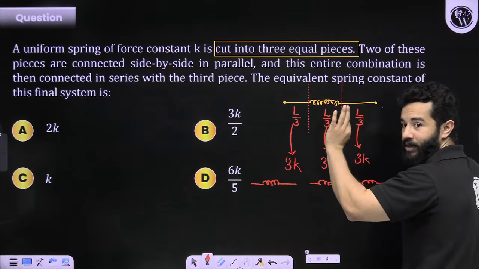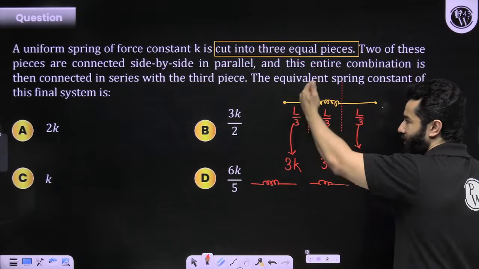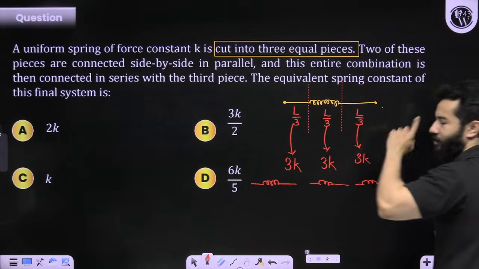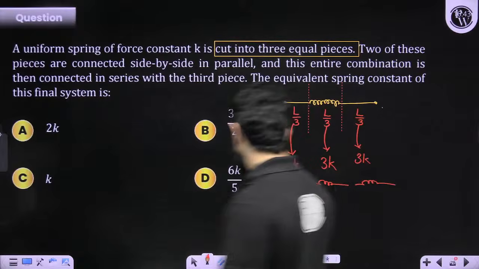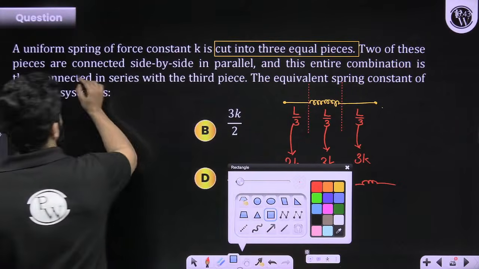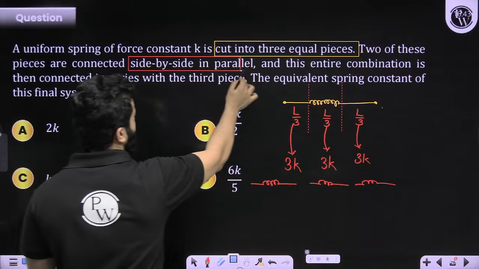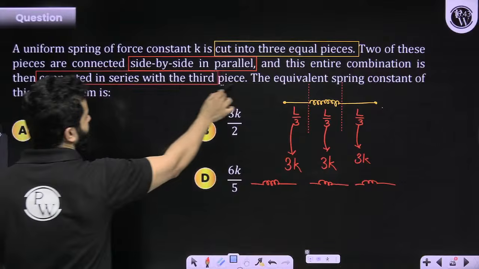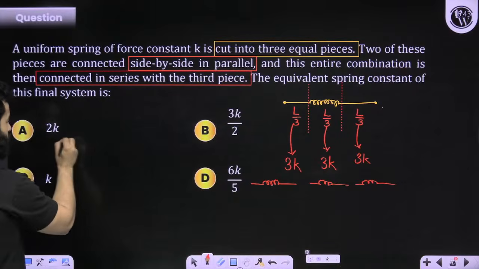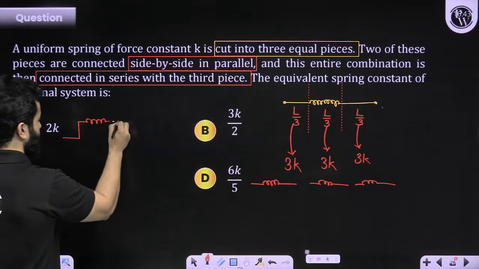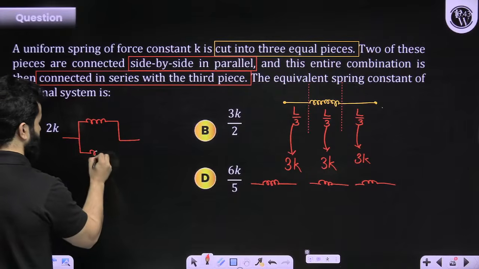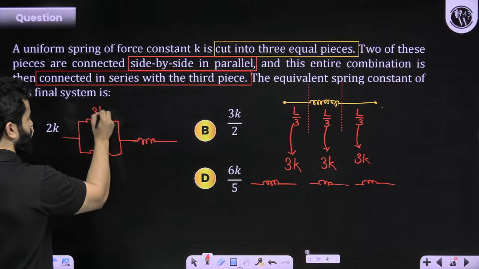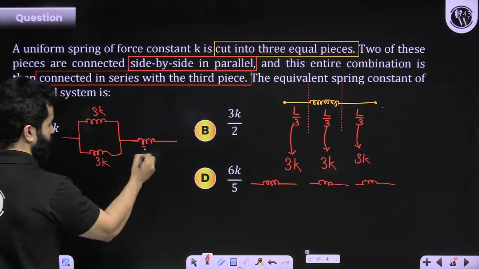So this is how you can remember: whenever you have a spring and they say to cut it into equal pieces, spring constant will increase. And then they are saying that these are connected side by side in parallel, and this entire combination is connected in series with the third piece. That means you have one spring like this, another spring like this, and a third spring like this. So this is 3K, this is 3K and this is 3K.